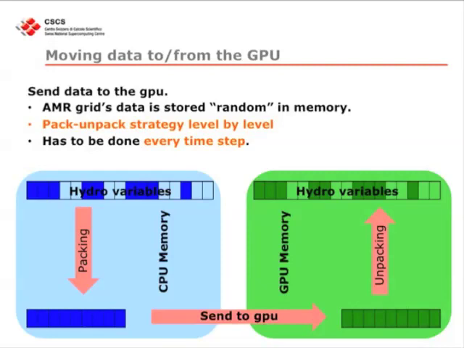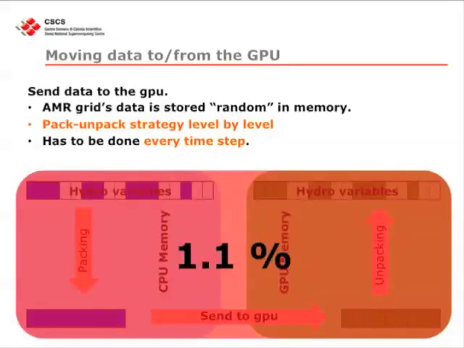You remember one of the previous slides, the data are distributed randomly in memory. So each level of refinement is distributed in an unpredictable way in the memory. So in order to make an efficient single data copy from the CPU to the GPU, we have to collect all the data of a single level to be stored and sent to the GPU. So the approach that we are following is to pack all the data that we need that belongs to a certain level, and to copy them to the GPU.